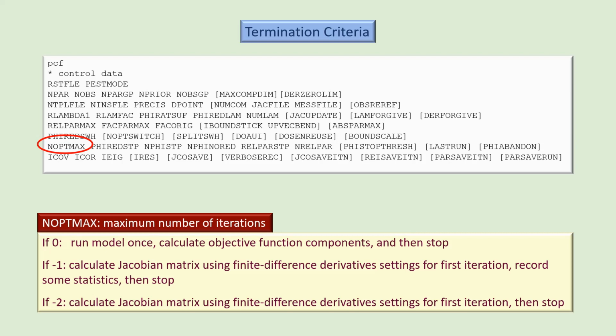That will require as many model runs as there are adjustable parameters. A NOPMAX setting of -2 tells PEST to do pretty much the same thing, but don't print out those statistics. Otherwise, if you set NOPMAX to say 50, then PEST will not do any more than 50 optimization iterations.